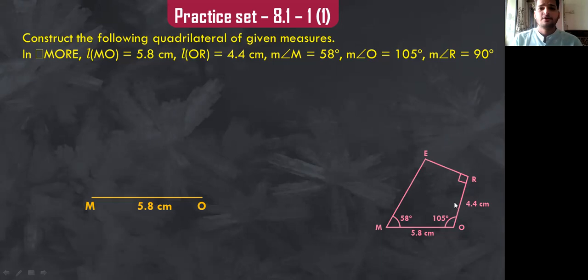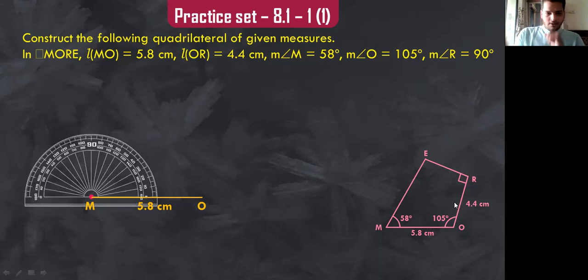Which 2 points are remaining now? E and R. So let us draw that. First of all, what is the measure of angle M? It is 58 degrees. So we will place the protractor on the point M, and the protractor has two zeros printed on it, one zero on the right hand side and one zero on the left hand side of the protractor. So sir, which zero should I consider?